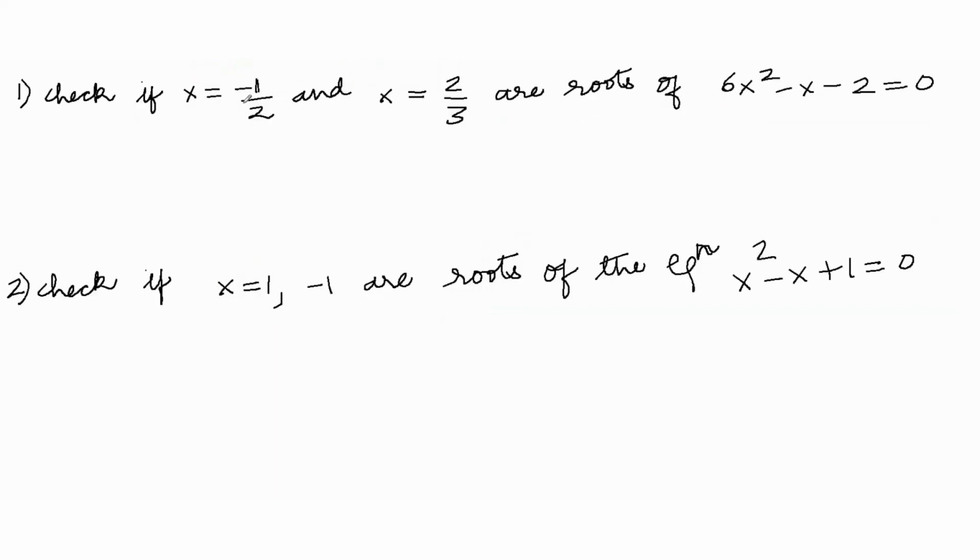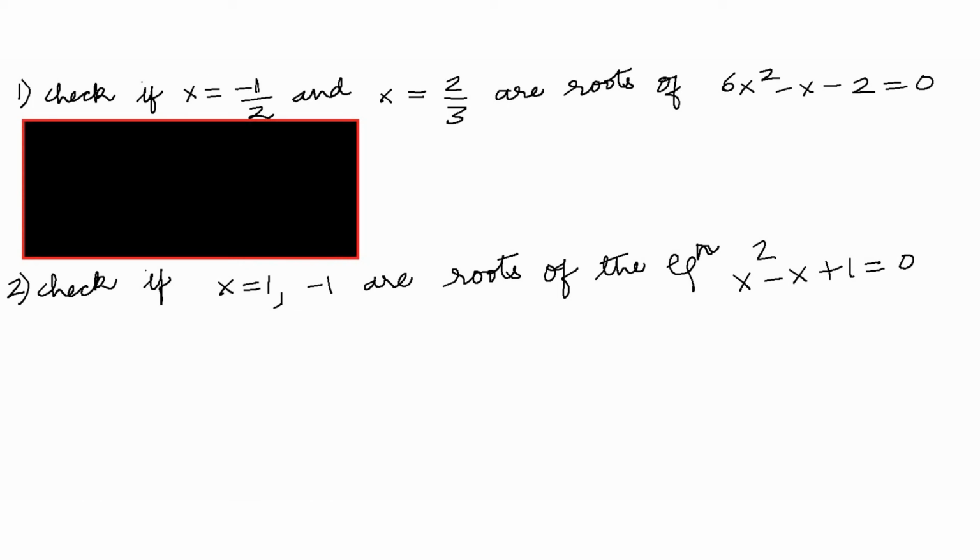So in the first question, check if x equals minus half and 2 by 3 are roots of this quadratic equation. Let us substitute these values of x in the given equation, and let's see if they satisfy it. So we have 6x square minus x minus 2 is equal to 0. X is negative half, so this is 6 into negative half the whole square minus of negative half minus 2 equal to 0.